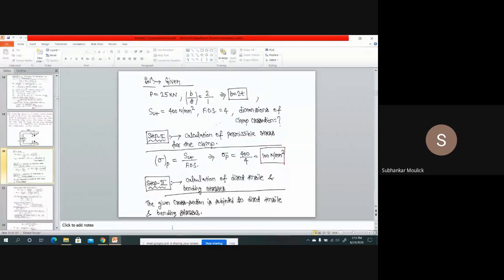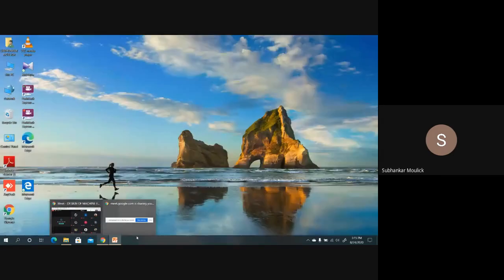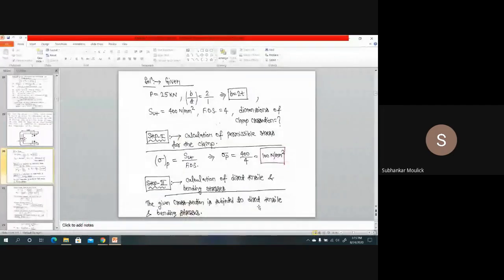We have almost come to an end of the second module. Today, we will be solving two more problems related to theory of failure. By the end of today's class, we will be completing this second module, and in the next class, that is on Thursday, we will start with the third module.